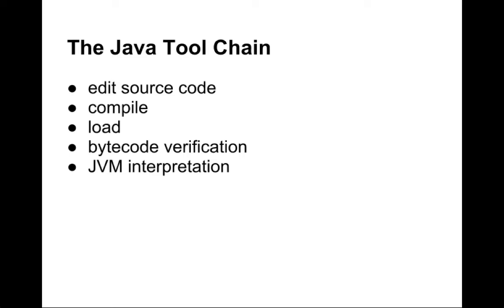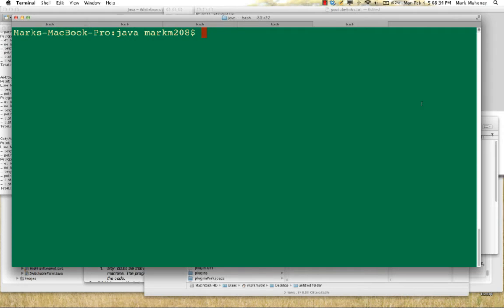We do start by editing source code, and then we compile our source code into bytecode. Then we load or invoke the JVM and tell the JVM which .class files to execute. Then there's this bytecode verification stage. And then lastly, the JVM will interpret the bytecode and turn it into real machine instructions. I thought I'd go through this once really quickly, and we'll see this again.